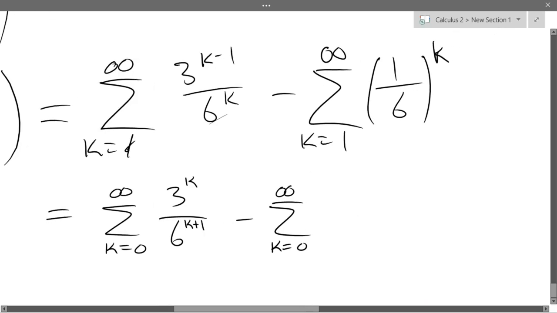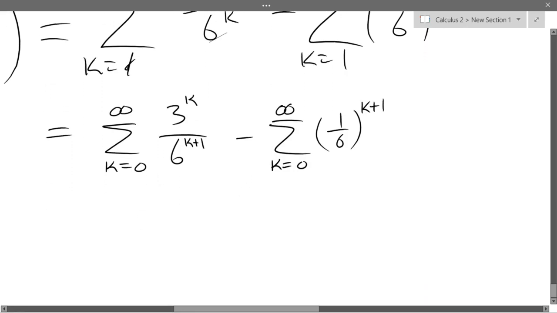The problem with the second one is we're starting at 1, not 0. So let's go ahead and fix that problem. I'm going to start at 0, and I dropped k by 1, so I have to compensate by adding 1. So we're getting pretty close to being geometric series.